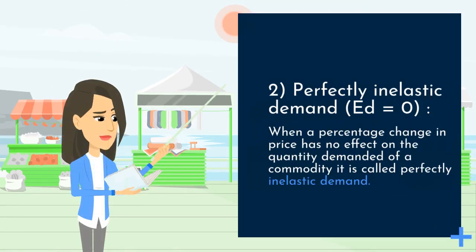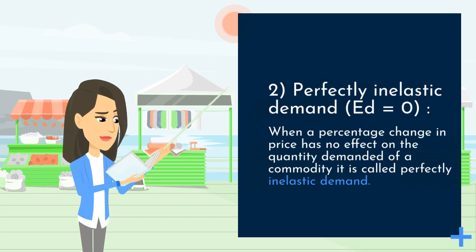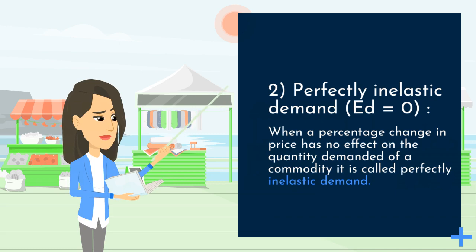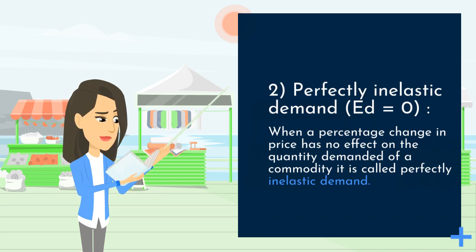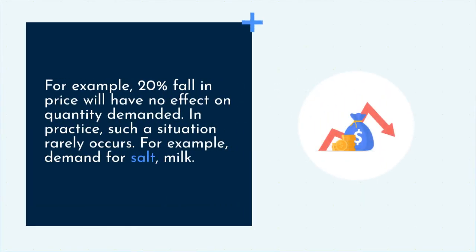2. Perfectly inelastic demand, ED equals 0. When a percentage change in price has no effect on the quantity demanded of a commodity, it is called perfectly inelastic demand. For example, a 20% fall in price will have no effect on quantity demanded. In practice, such a situation rarely occurs. For example, demand for salt, milk.